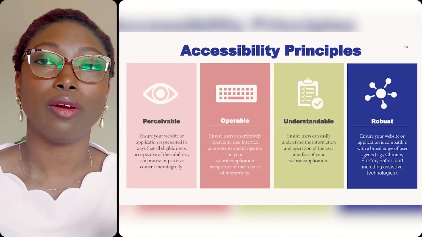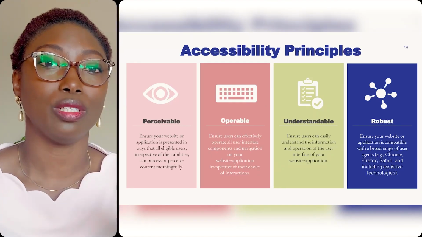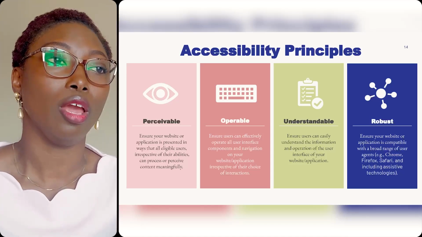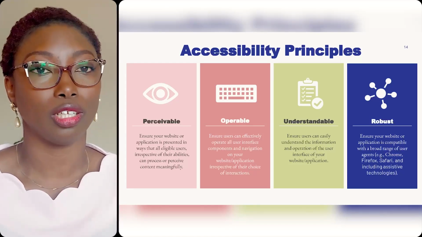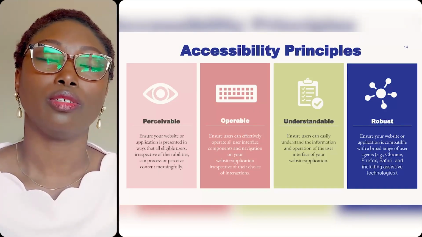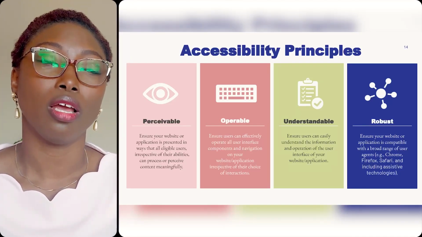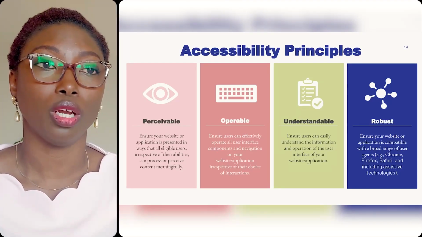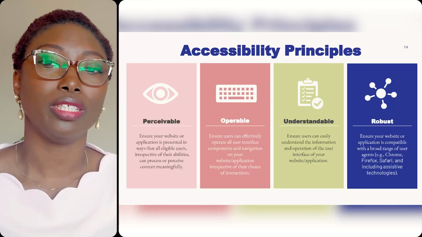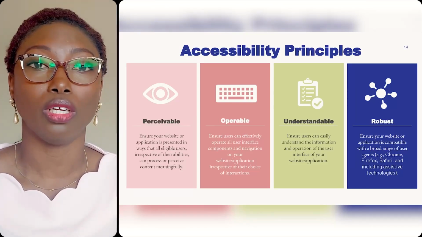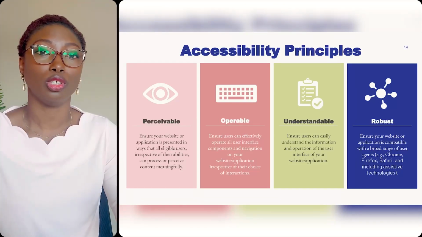The first thing I would like us to consider is the accessibility principles, because these are the building blocks for building inclusive and accessible products. There are 4 principles that we have to consider. The first one is perceivable. And what does that mean? Perceivable means ensuring that everyone can consume the information on your website irrespective of their ability.